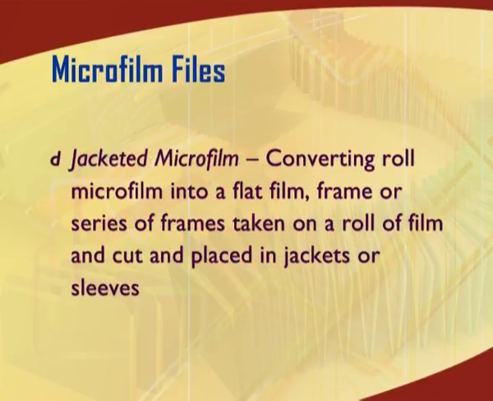And the last one is jacketed microfilm. This is a means of converting roll microfilm into a flat film, frame or series of frames taken on a roll of film, cut and placed in jackets or sleeves.